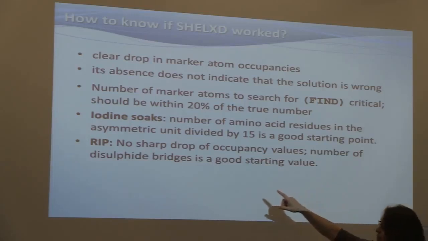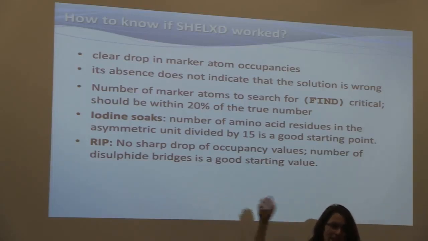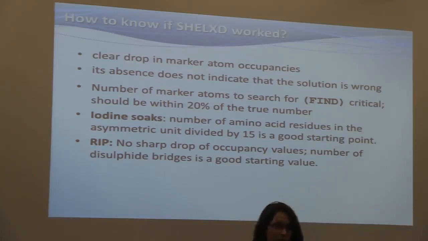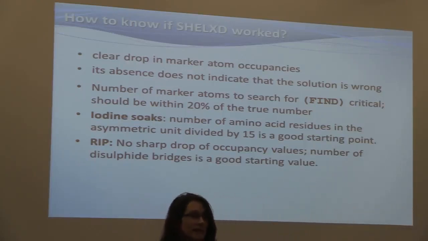And then you have RIP, radiation-induced phasing, and there you have no sharp drop whatsoever because all atoms are susceptible to radiation damage, right? So you would expect that their signal is just wavering off. But a good starting point is the number of disulfide bridges because they get split first, so they will give you peaks.